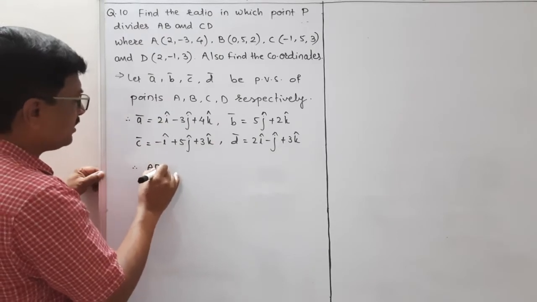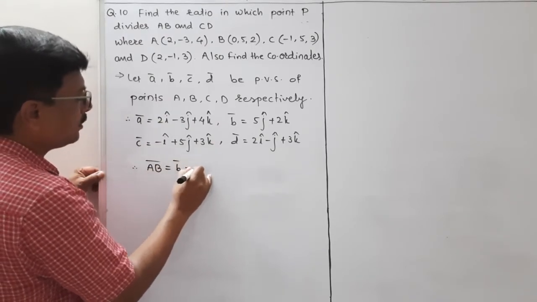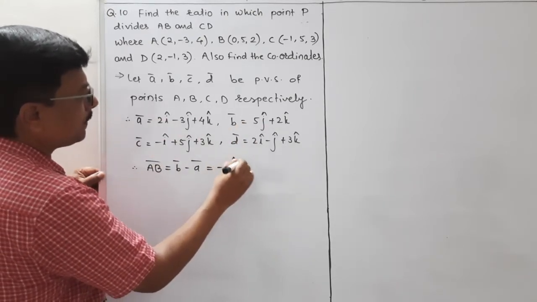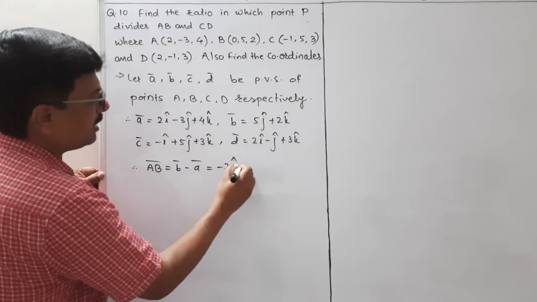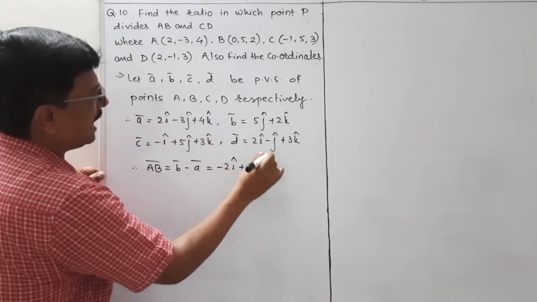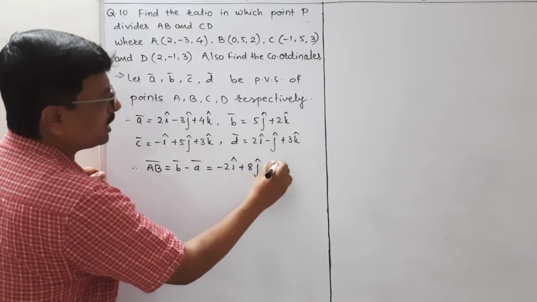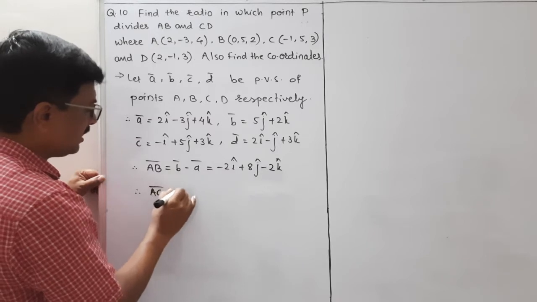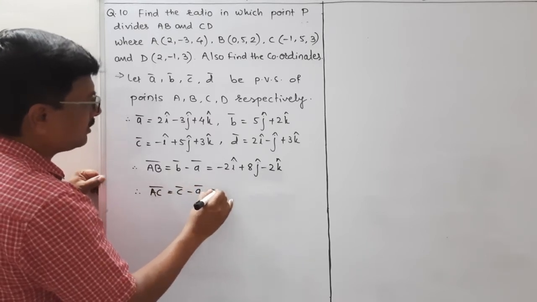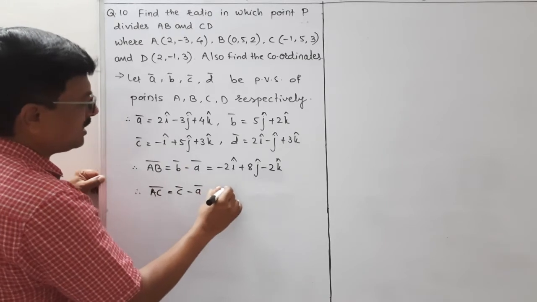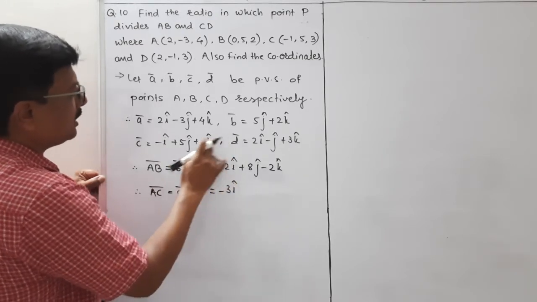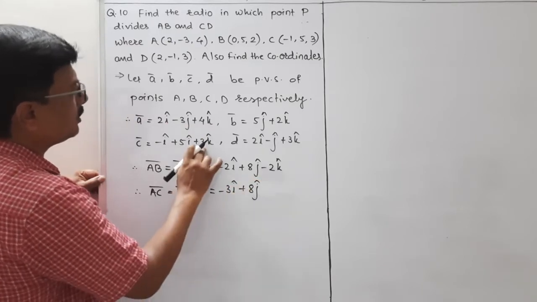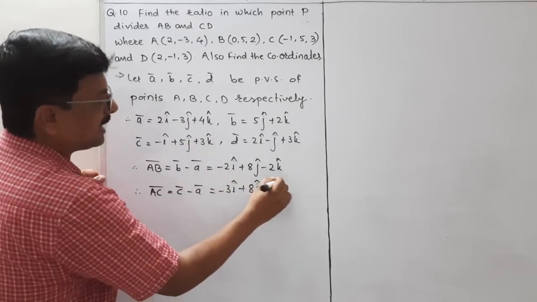देयरफॉर AB वेक्टर इज नथिंग बट B वेक्टर माइनस A वेक्टर. तो B वेक्टर माइनस A वेक्टर करो तो ये आएगा माइनस 2i कैप, 5j प्लस 3j इज प्लस 8j कैप and 2k minus 4k is minus 2k cap. फिर AC वेक्टर फाइंड आउट करेंगे. AC वेक्टर इज नथिंग बट C वेक्टर माइनस A वेक्टर. C वेक्टर माइनस, minus 1i minus 2i is minus 3i cap. Then 5j plus 3j is 8j cap and 3k minus 4k is minus k cap.